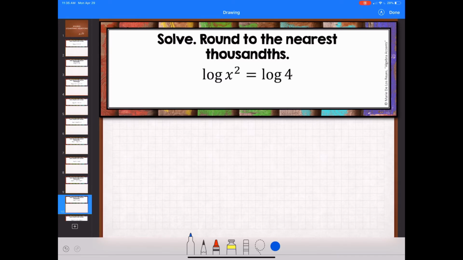All right, same thing here, log and log, they cancel. X squared equals 4. Now, we need to use what we know about solving for squared terms. Take the radical of both sides, or the square root of both sides, and x equals positive and negative 2.